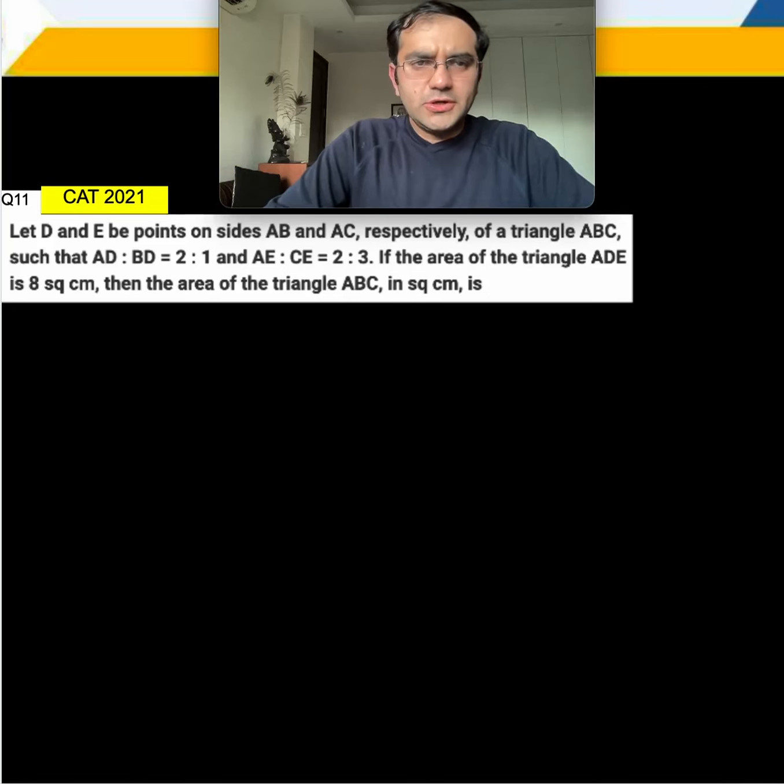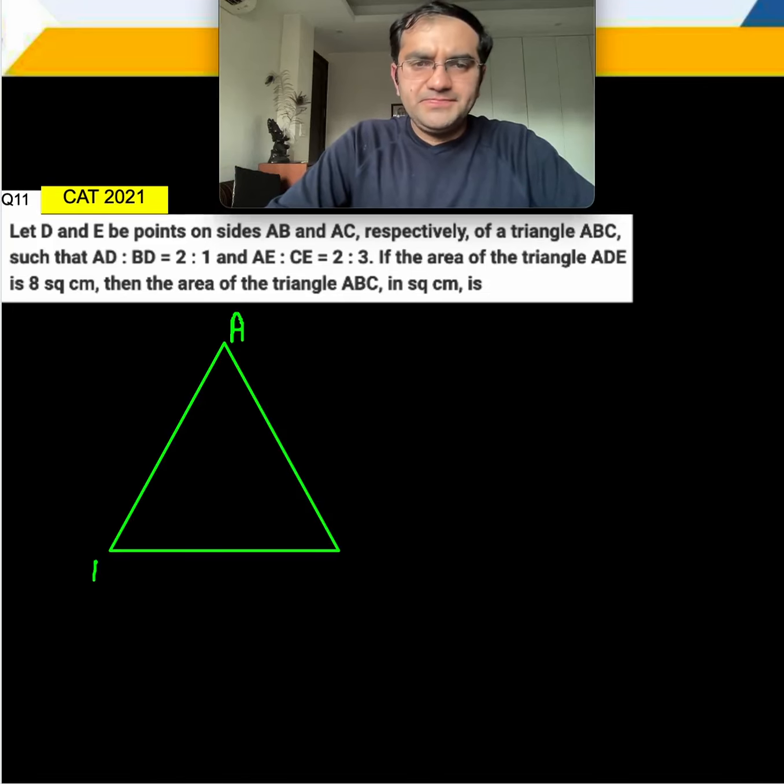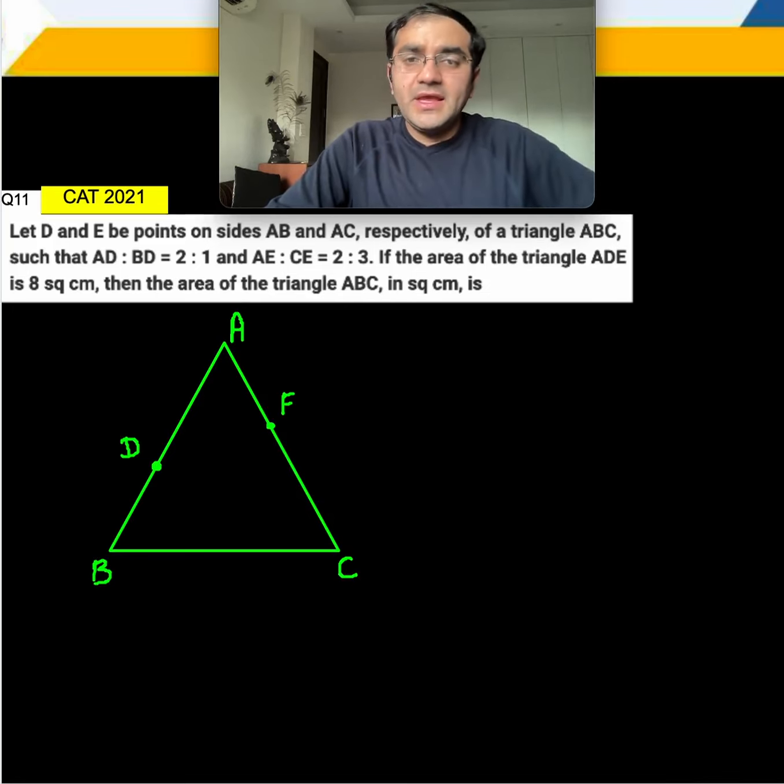Standard question on geometry. You have a triangle ABC. Points D and E are on sides AB and AC. Some ratios are given. AD is to BD is 2 is to 1 here and AE is to CE is 2 is to 3 here. And if the area of triangle ADE is 8, find ABC. Oh, there's some noise in the background, so let me finish this quickly.